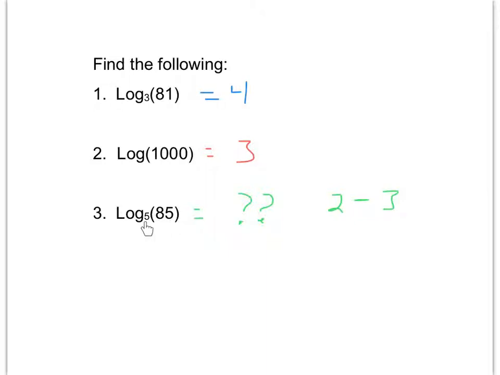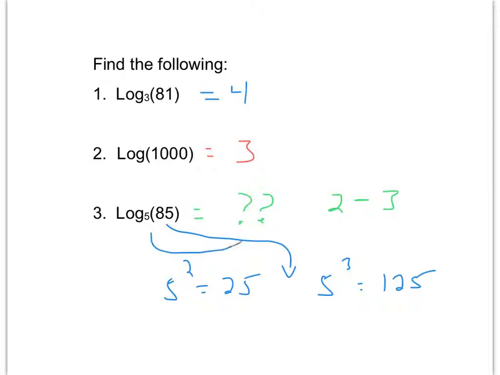And I know it's 2 point something because 5 to the 2nd power is 25, and 5 to the 3rd power is 125. And notice now that 85 is somewhere in between 25 and 125. So this value must be somewhere between 2 and 3.